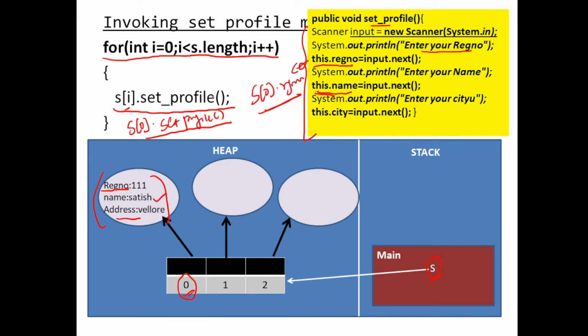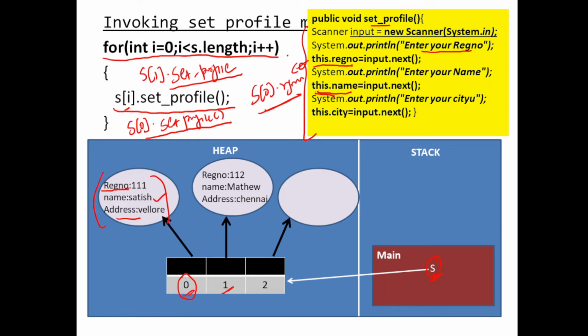How will you go with the next student object? So now this loop will move to 2. It will increment I by 1. I mean, this loop will go to the next iteration. So now it is S of 1 dot set profile. So when I do S of 1 dot set profile, what will happen? So here now this is S, this is 1, and now S of 1 dot registration number will be populated here. S of 1 dot name, S of 1 dot address.